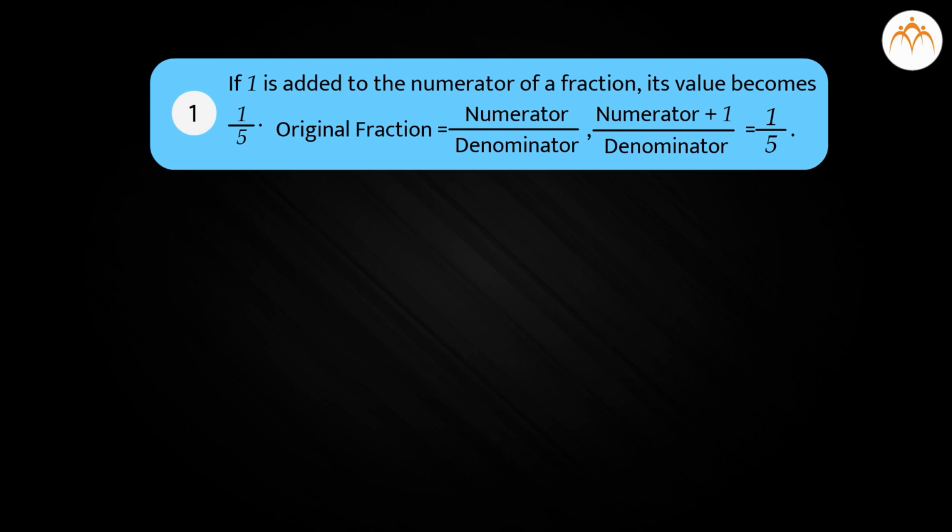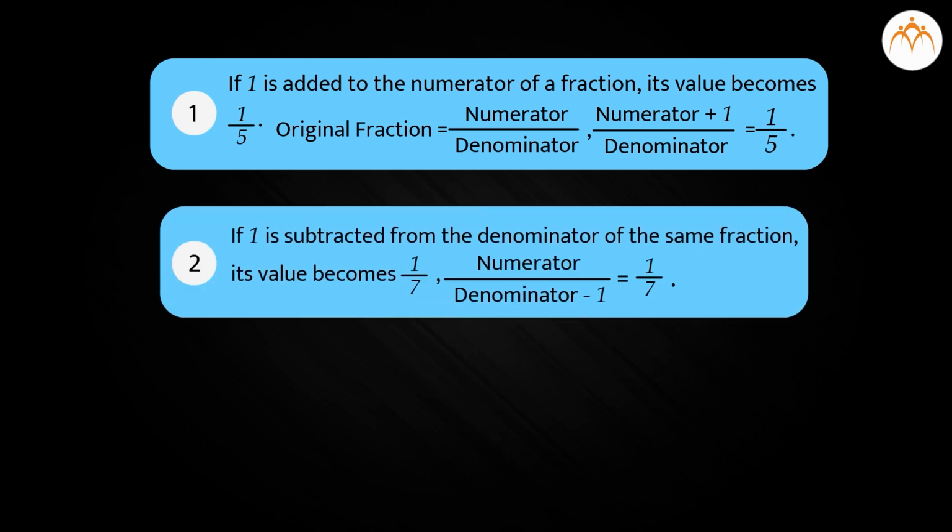Now, the second sentence gives us the information that if 1 is subtracted from the denominator of the same fraction, its value becomes 1 upon 7. Therefore, new fraction 2 is equal to numerator upon denominator minus 1, equal to 1 upon 7.